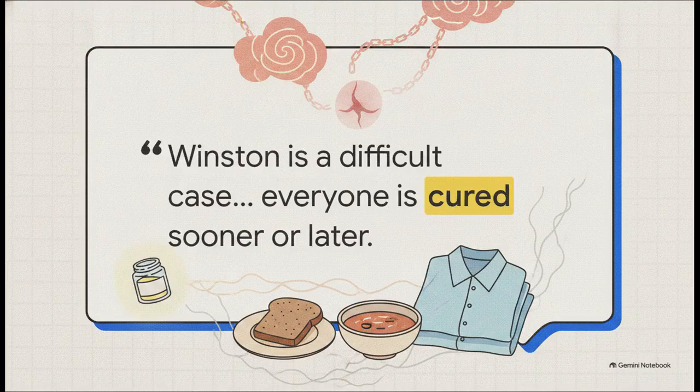Then comes the chilling detente. In room 101, right before the final psychological break, the party interrogator O'Brien provides Winston with proper food, clean clothes, and notably, a soothing ointment for his ulcer. O'Brien tells him everyone is cured sooner or later. The physical treatment of the ulcer perfectly aligns with O'Brien curing Winston of his rebellious ideology. When the rebellion ends, the ulcer entirely vanishes from the narrative.